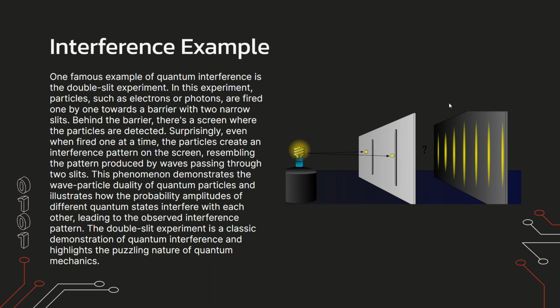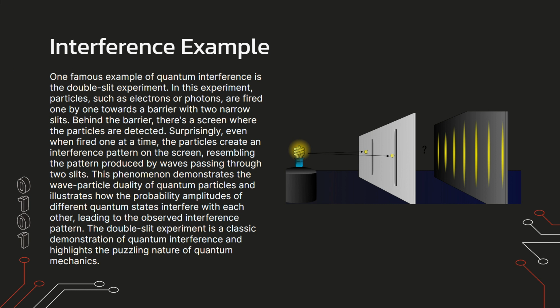So here's an example of interference. One famous example of quantum interference is the double slit experiment. In this experiment, particles, such as electrons or photons, are fired one by one towards a barrier with two narrow slits. Behind the barrier, there is a screen where the particles are detected.